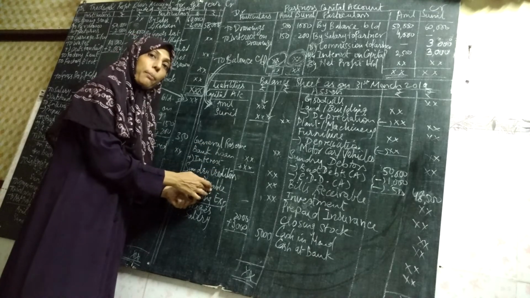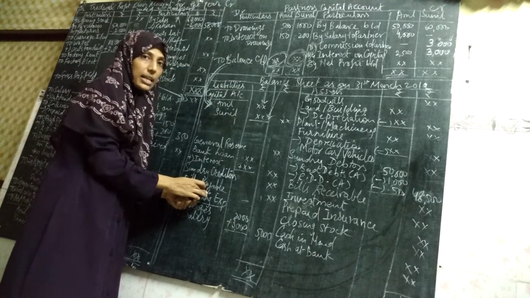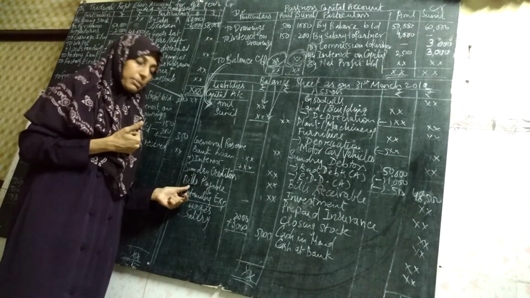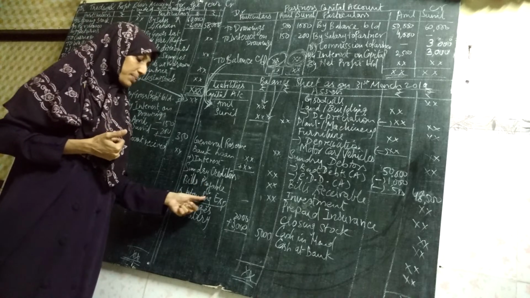Money is going to be paid. Therefore, it is shown on the liability side. Money is going to be paid by me. It is a liability to me. So bills payable is shown on the liability side. Next, outstanding expenses, wages and salary.